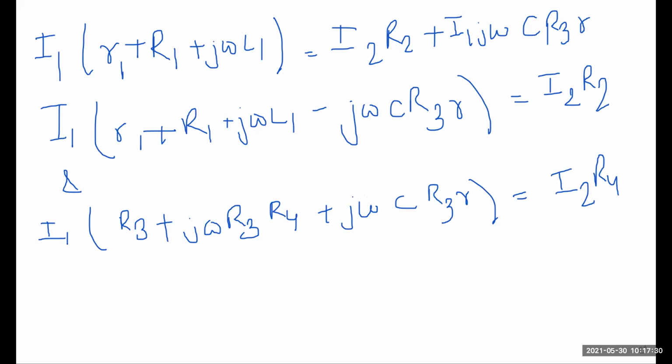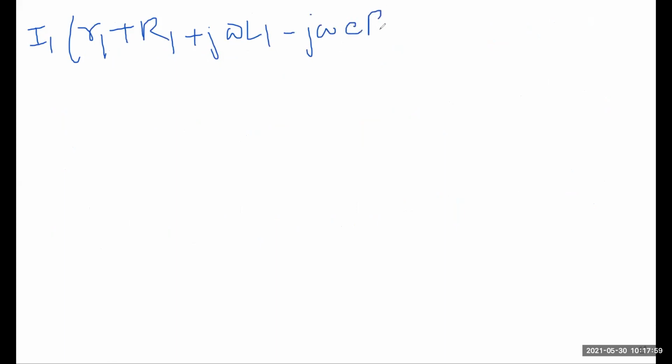Okay, wait for a second. Yes. So now, on equating the equations, we will obtain something. I'm going to the next page because it will take a big space. So it will be I1 in bracket, R1 plus R1, plus j omega L1 minus j omega C R3, small r.